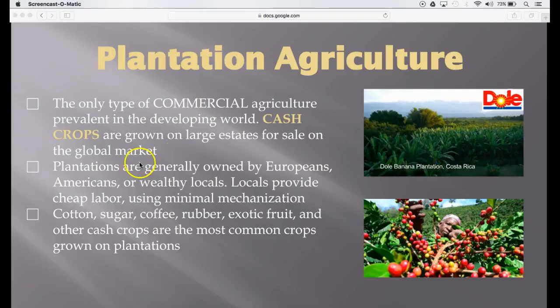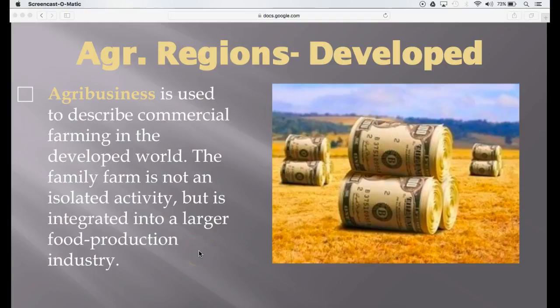For the companies, they take advantage of the cheap labor. However, very few machines are used for this kind of farming. Cash crops would be cotton, sugar, coffee, rubber, exotic fruit, and other crops that are common on plantations. For example, think about Dole. This is a banana plantation. So simply, they get really cheap labor, take advantage of it, and then they sell this back to the developed world.